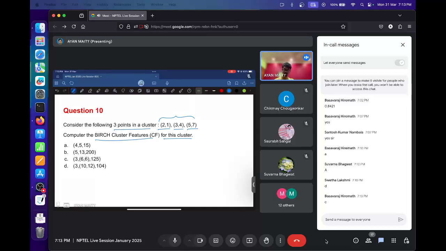Basavaraj says option C: 3, 6, 6, 125. Okay. So BIRCH cluster features for a given cluster C contain 3 components. First one is the number of data points in that cluster C. Second one is simply the vector sum of all the points belonging to cluster C. And third one is the squared sum of all those points in that cluster.